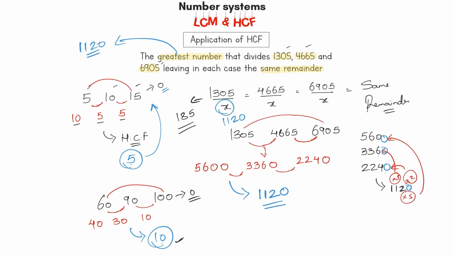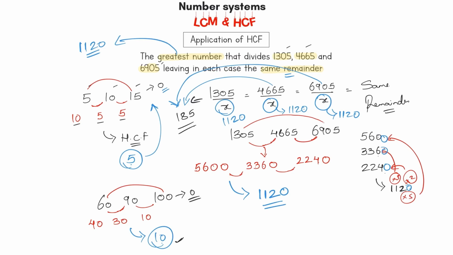Okay, similarly divide this by this, and you will get 1120. Again you will get the remainder as 185, the same remainder in each case. And if you divide this also by 1120, it will give you the same remainder of 185. So that's how simple it is to solve this problem.